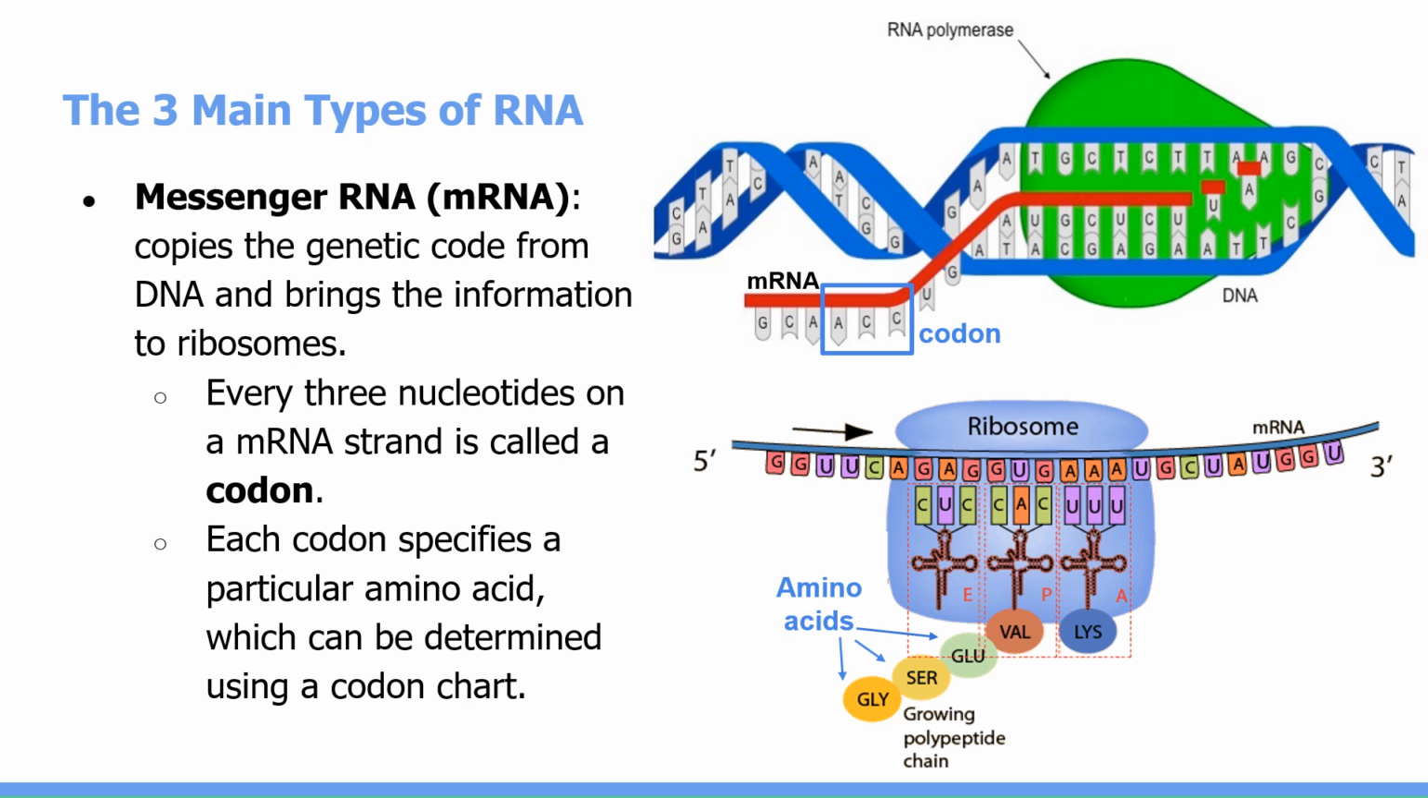On the messenger RNA, there's something called the codon. The codon is just a series of 3 nucleotides. Each codon specifies a particular amino acid, which can be determined using a codon chart. You can see it here very clearly. We have a very specific amino acid called lysine, and it's called upon by AAA.